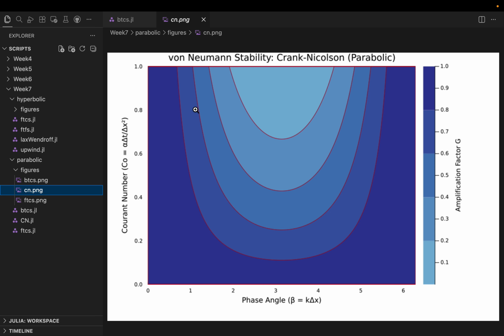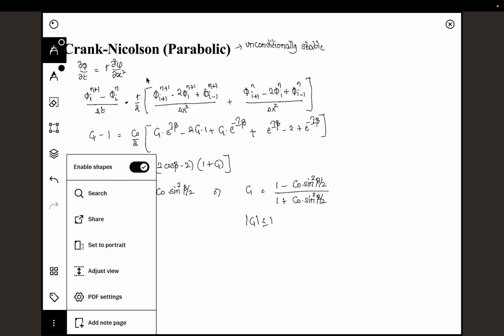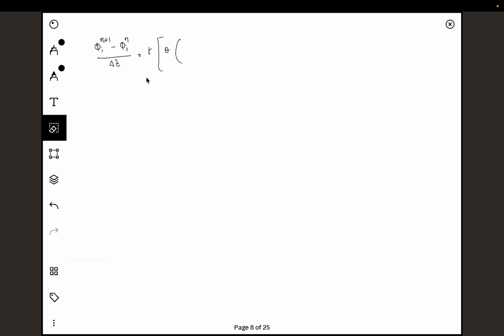Now this is assuming that we are giving equal weightage to both the explicit as well as the implicit formulations. But let's say now we want to make this a function of some other parameter. So let's say I write a different scheme where I'll put phi n plus 1 as some function theta times the explicit form, plus 1 minus theta times the implicit form.